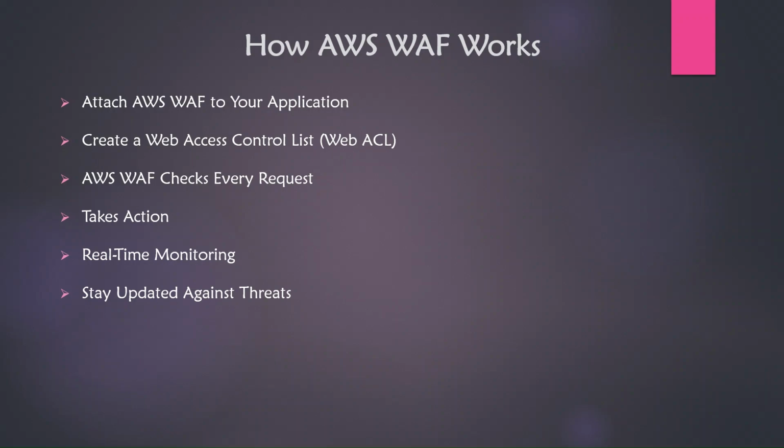For example, let's say your website gets a lot of spam comments from bots. You can set a rule in AWS WAF to block any request that sends more than 50 comments in a minute. So AWS WAF monitors traffic in real time and blocks bots, letting genuine users continue using your website smoothly. So this is all about AWS Web Application Firewall.